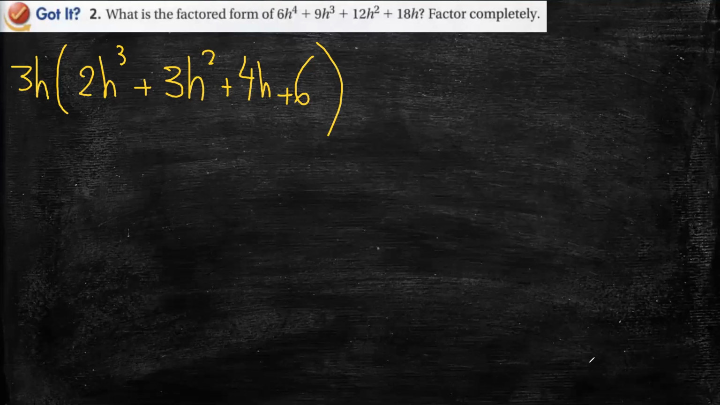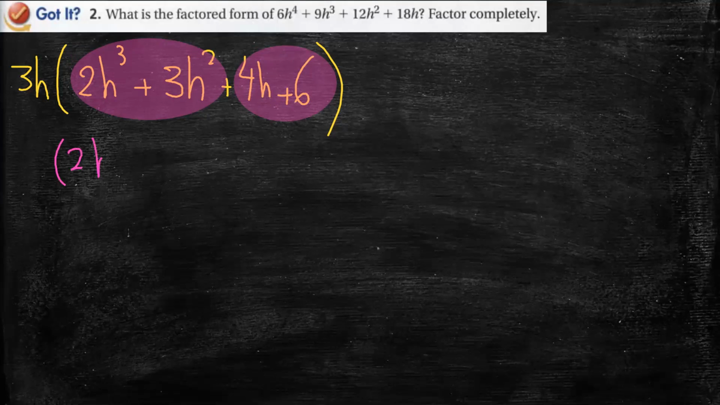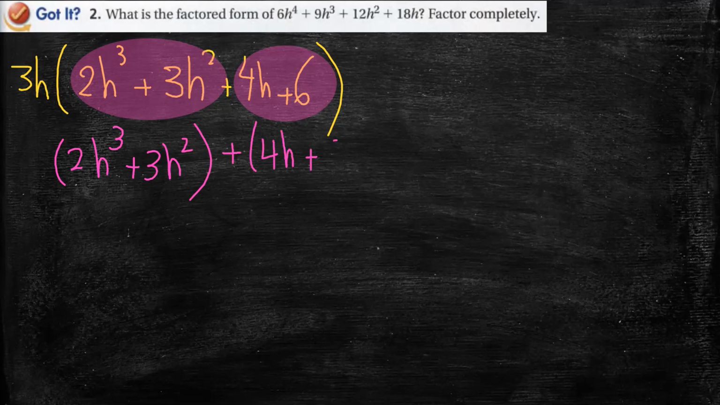Now let's do it as we said before. The first step, grouping them: I will group them into two pairs like this. 2h cubic plus 3h squared, and 4h plus 6. This is now the two pairs of factors as we wrote them. And don't forget the 3h.